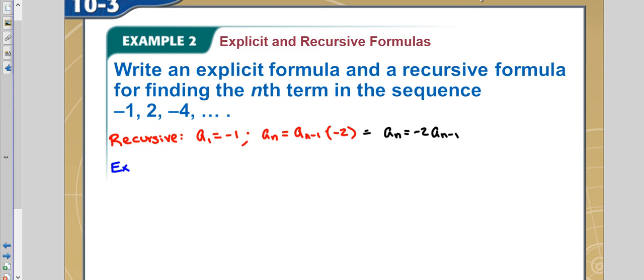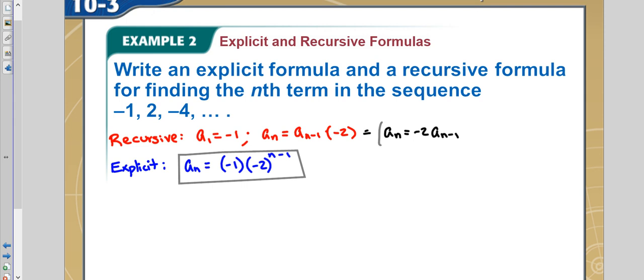The explicit formula is a sub n equals, and then we have a sub 1, which in this case is -1, times the r, which is -2, to the power of n minus 1. Now I know you want to simplify this, but we can't because this power is on -2. So that right there would be the formula, as well as this would be the recursive formula simplified.